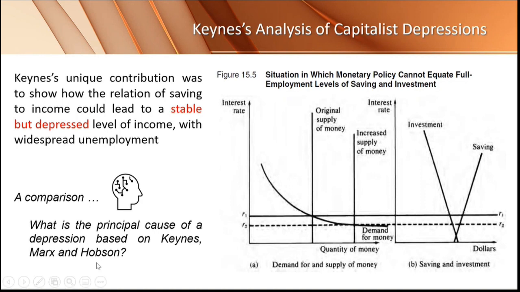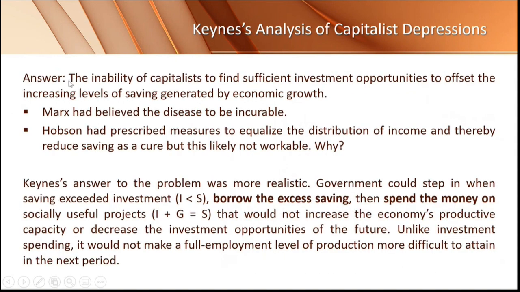Okay, so as a comparison, what is the principal cause of a depression based on Keynes, Marx, and Hobson? Okay, this may be your tutorial question. So the answer: the inability of capitalists to find sufficient investment opportunity to offset the increasing level of saving generated by economic growth. Okay?